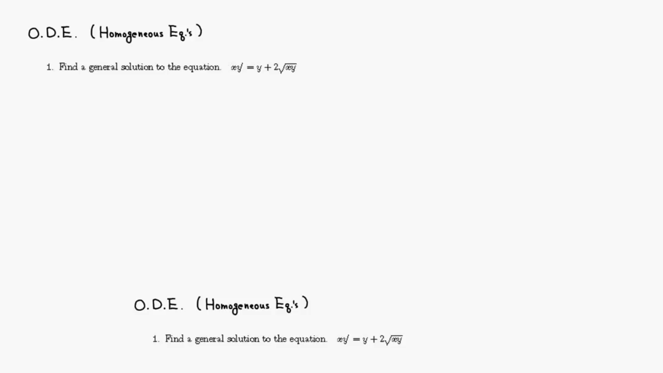All right, let's look at the ODE homogeneous equations. Number one, find the general solution to the equation xy' = y + 2√(xy). First thing I would do is divide through by x.